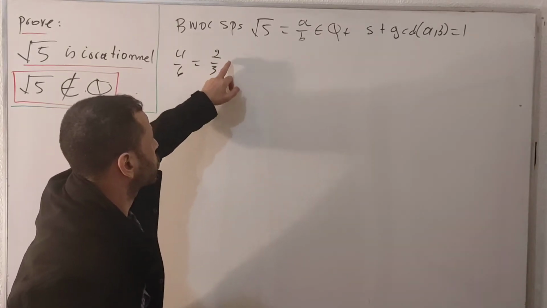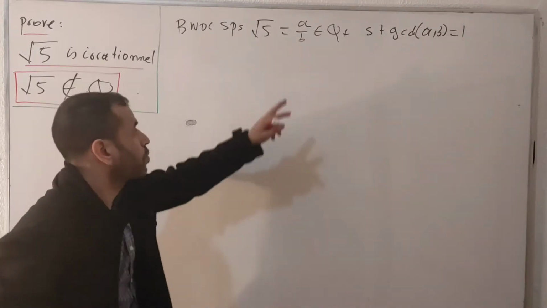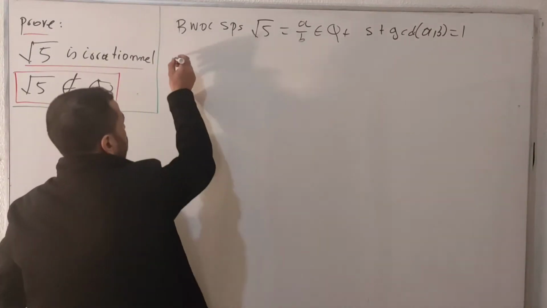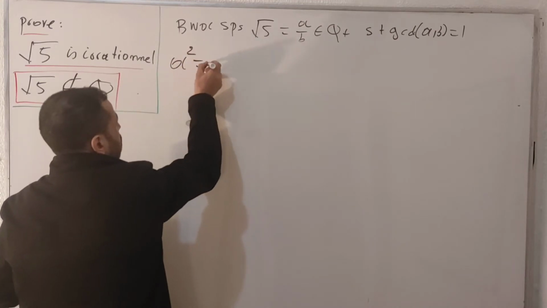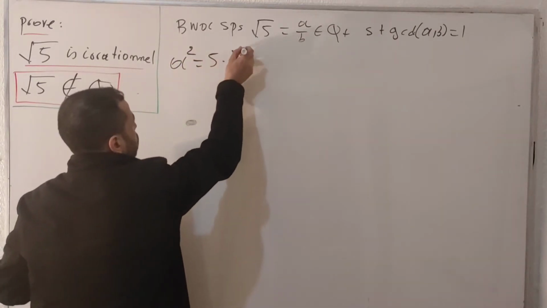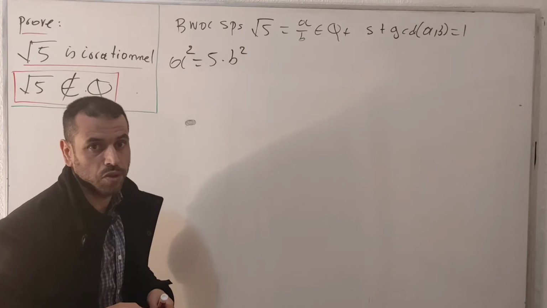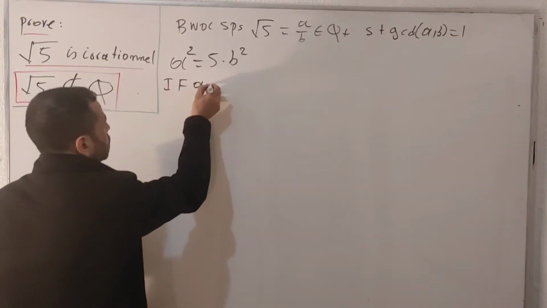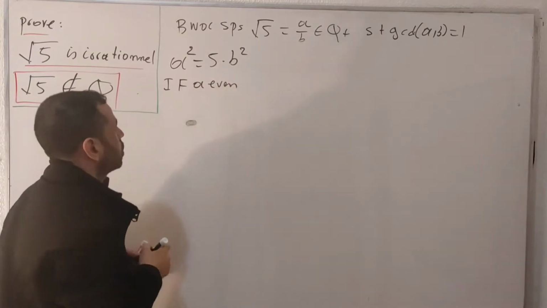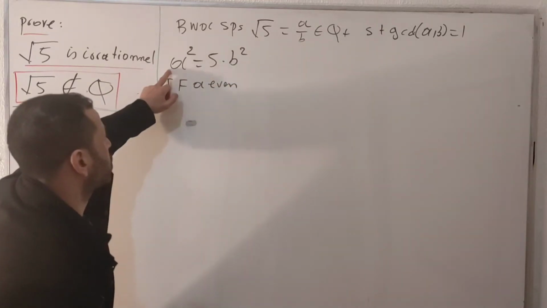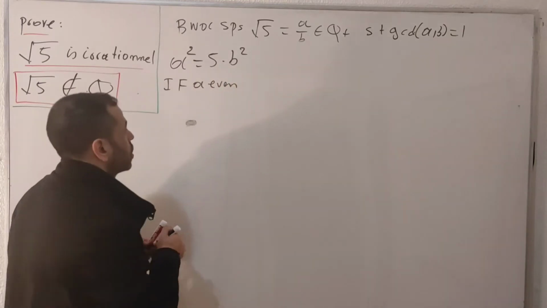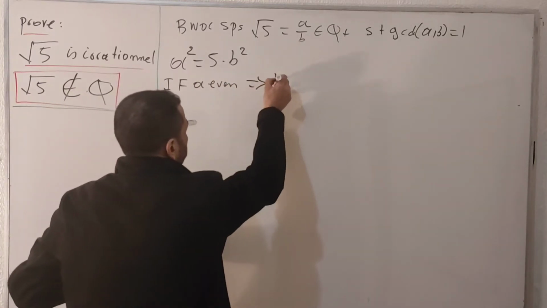Now let's continue with our proof. I'm going to solve this equation by raising both sides to the power of 2. So I will get a squared equals 5 multiplied by b squared. Now I'm going to break this into two cases. If a is even, that means a squared is even. That means the right hand side of this equation must be even as well. In other words, b must be even.